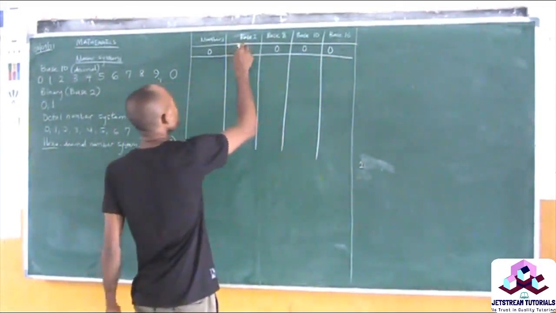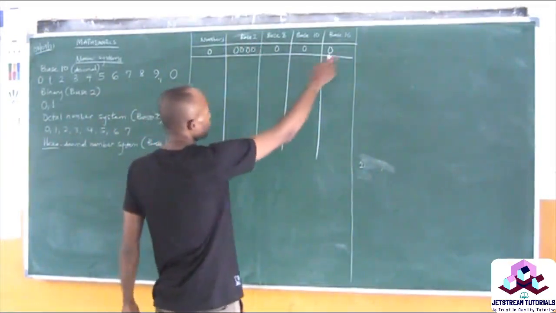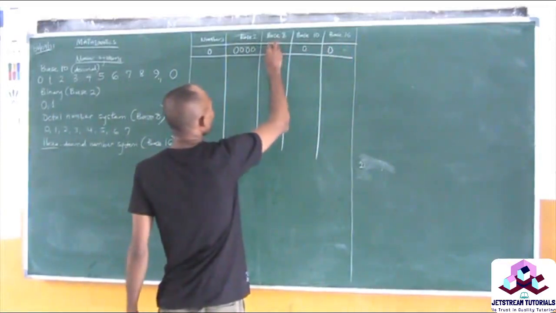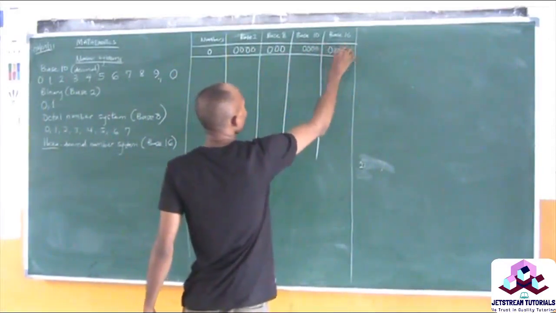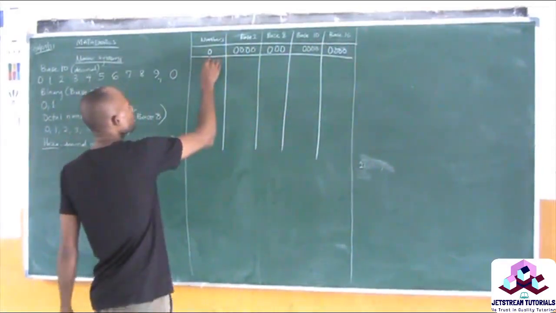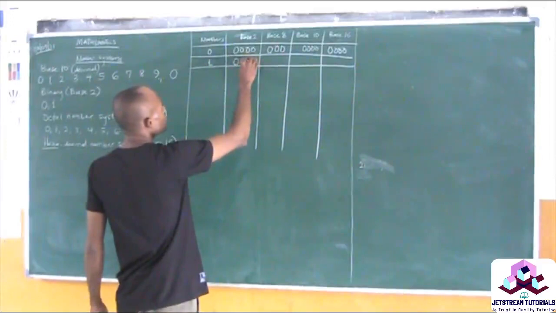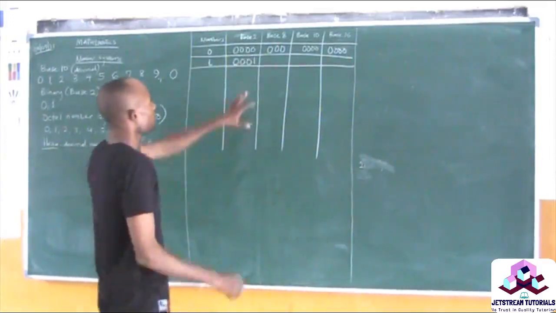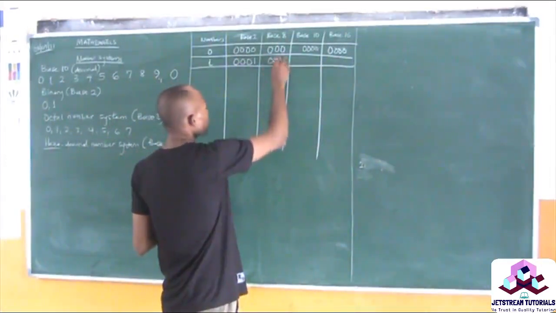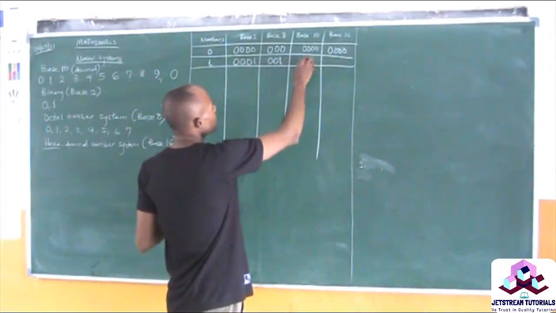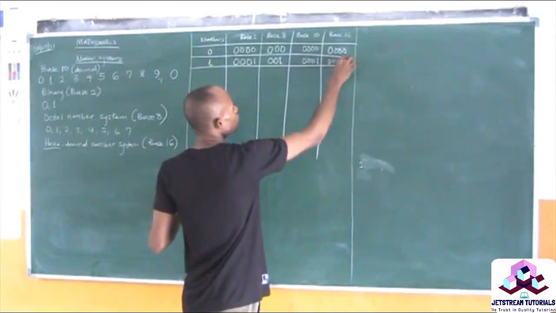So for base 2, let's say we have a 4 digit number because of base 16 here. Here we're going to have 1, 2, 3, then 1, 2, 3, 1, 2, 3. So when we have 1, what are we going to have in base 2? 0, 0, 0, 1. This is all for base 2. Then in base 8, the number continues, 1. Base 10, 0, 0, 0, 1. Base 16 also 0, 0, 0, 1.